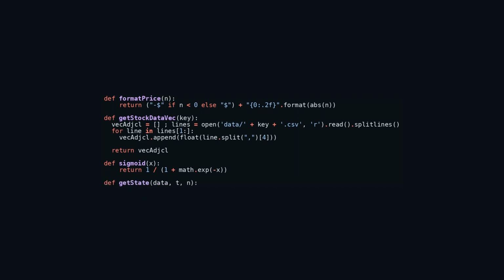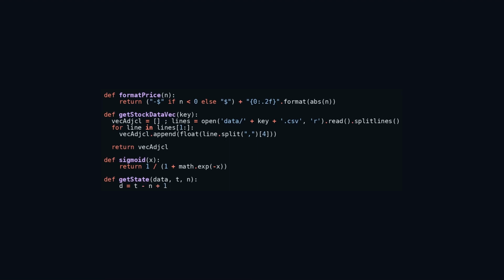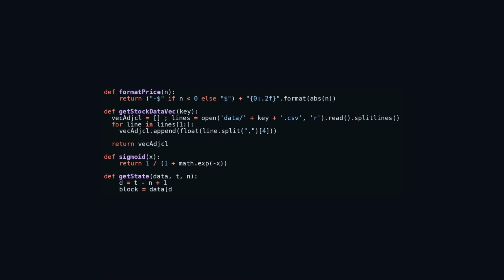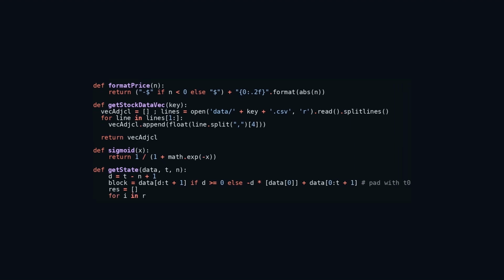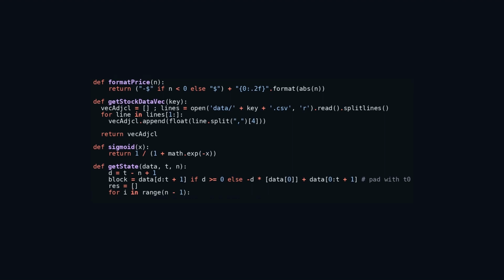4. Get state data t. And this function readies the state for input into a machine learning model. It processes a list of historical stock price data, a current time index t, and a parameter n denoting the number of historical time steps to include. By computing the differences between consecutive prices, applying the sigmoid function to these variances, and presenting the outcome as a NumPy array, it prepares the data for model consumption.